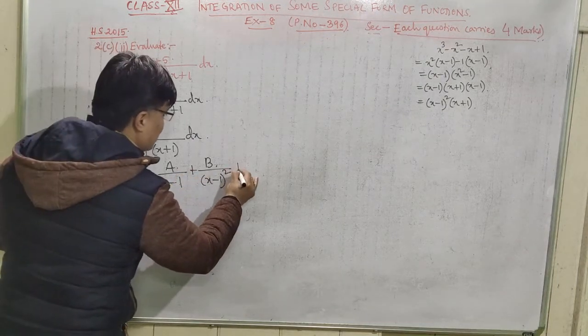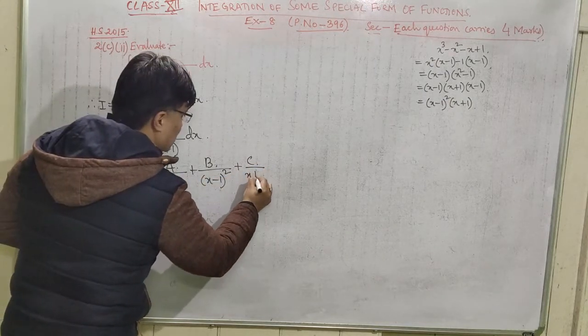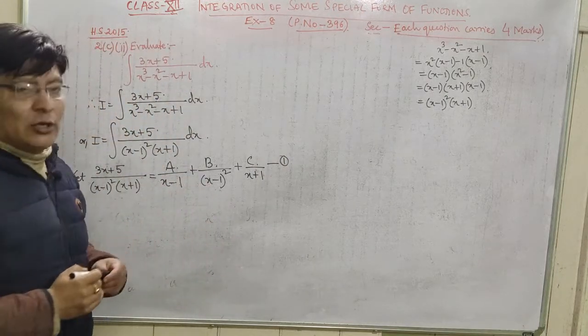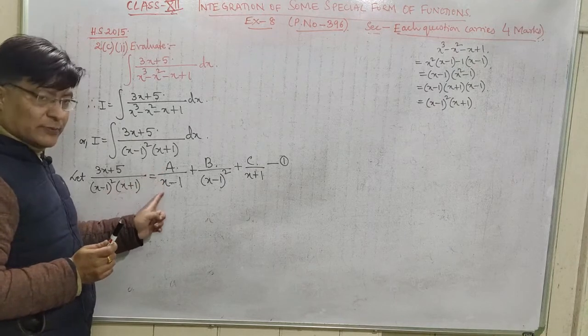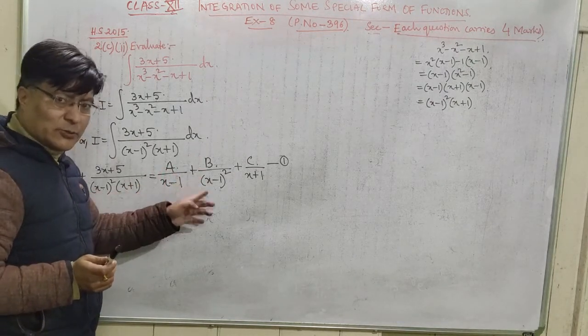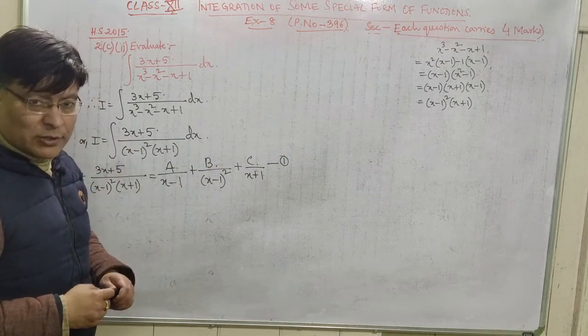Then you have to write plus c upon x plus 1. So let us write it as number 1. I think you have understood it. First of all, a upon x minus 1 plus b upon x minus 1 whole square, you can't write x minus 1 only, plus c upon x plus 1.